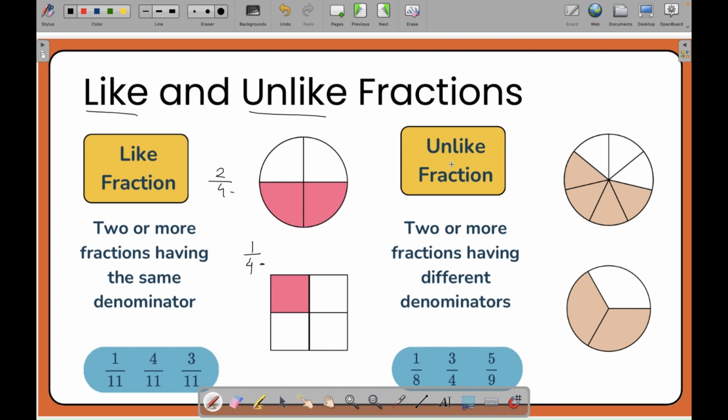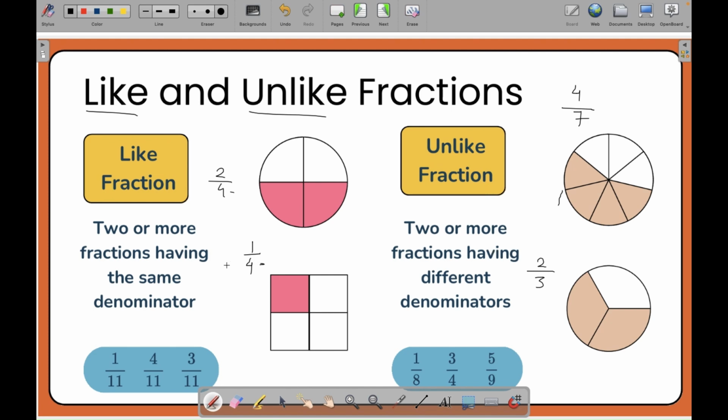So what are unlike fractions? Unlike fractions are two or more fractions that have different denominators. If you look at this figure and this figure, here you have 3 as the denominator because we have divided this figure into 3 equal parts, and 2 is the numerator. Here you have 1, 2, 3, 4, 5, 6, 7 equal parts. So 7 is the denominator and 4 is the numerator. If we compare these two, you can see that their denominators are different. So that is why they are unlike fractions. They are not similar. So these two are like fractions, these two are unlike fractions.